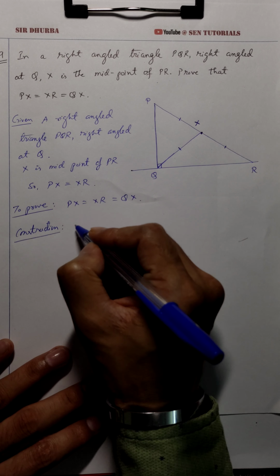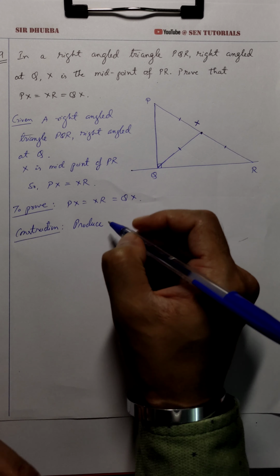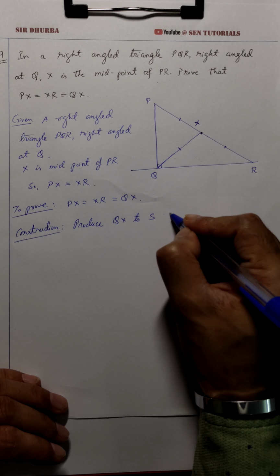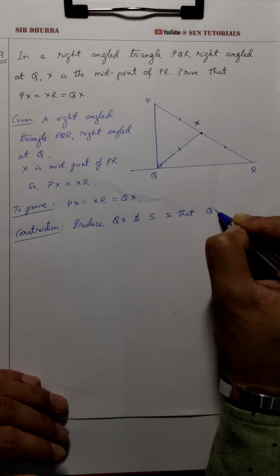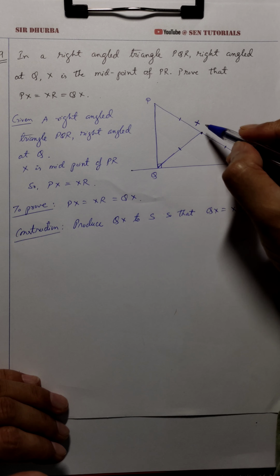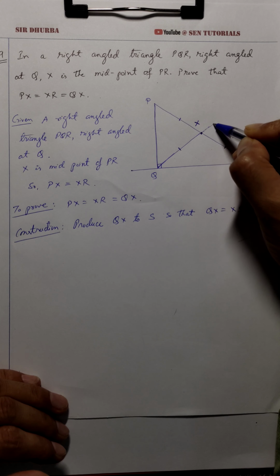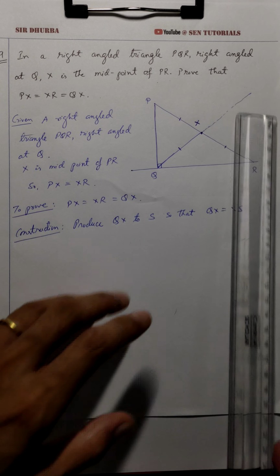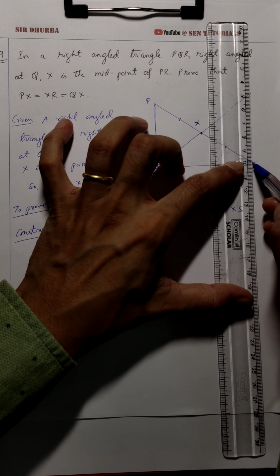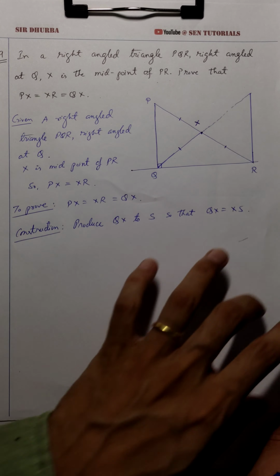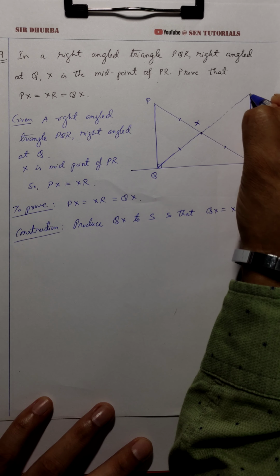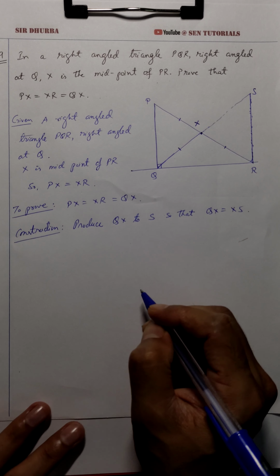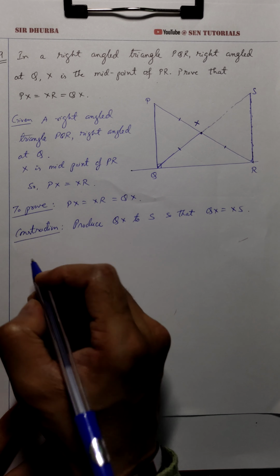Since we have to use congruency, it might go a little bit lengthy. Produce QX to S so that QX is equal to XS. So I'll produce QX to S like this, something like this. It may not be exact, my diagram. This is also a construction only, so just dotted lines. Okay, S. All right, so I've done that construction. It's somewhat similar to the last question.